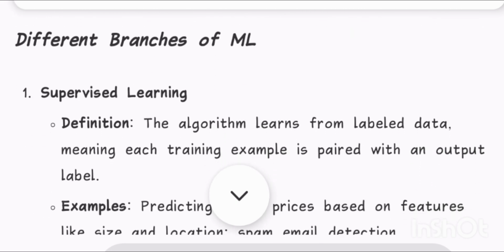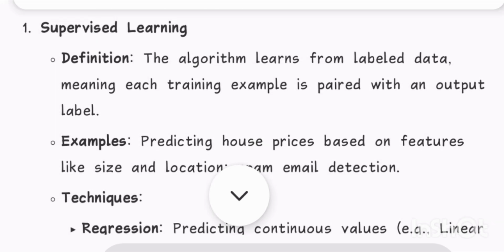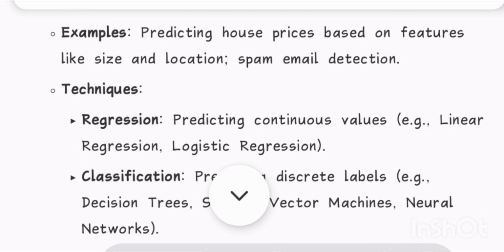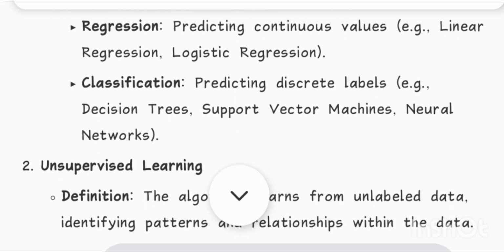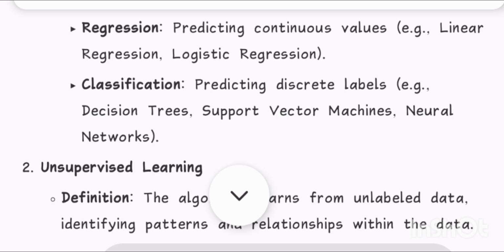Different branches of ML. 1. Supervised learning. Definition: the algorithm learns from labeled data, meaning each training example is paired with an output label. Examples: predicting house prices based on features like size and location, spam email detection. Techniques: regression, predicting continuous values, e.g., linear regression, logistic regression. Classification, predicting discrete labels, e.g., decision trees, support vector machines, neural networks.